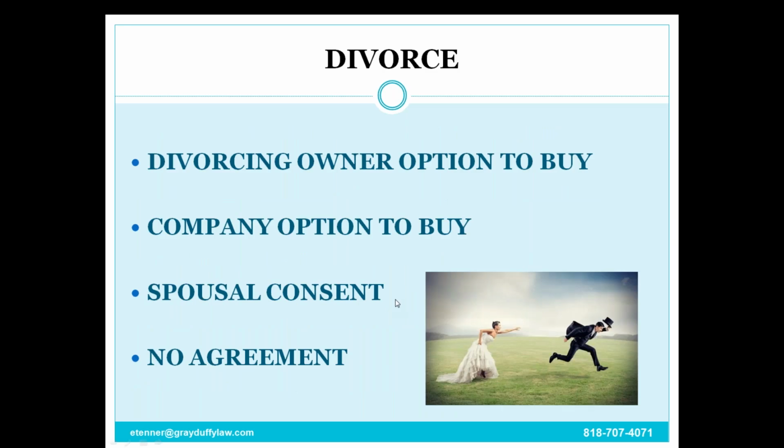So what happens on divorce? If an owner loses their interest in a divorce, typically the owner's agreement will provide that that owner will have an option to buy the interest back. If they don't exercise the option, then the option goes to the other owners or to the company to buy that interest. The spouse must sign a spousal consent when the owner's agreement is signed for this provision to be enforceable.